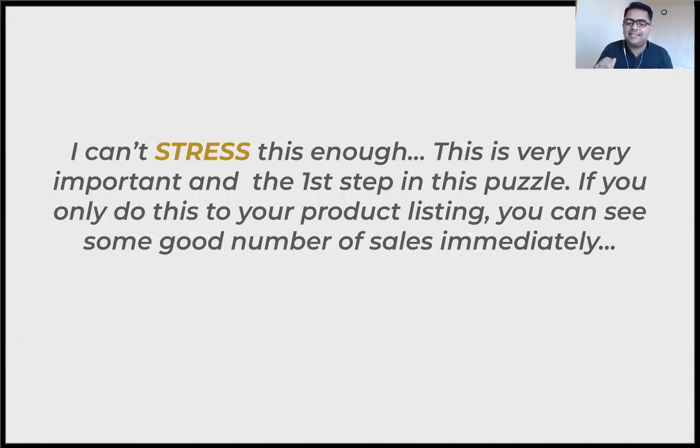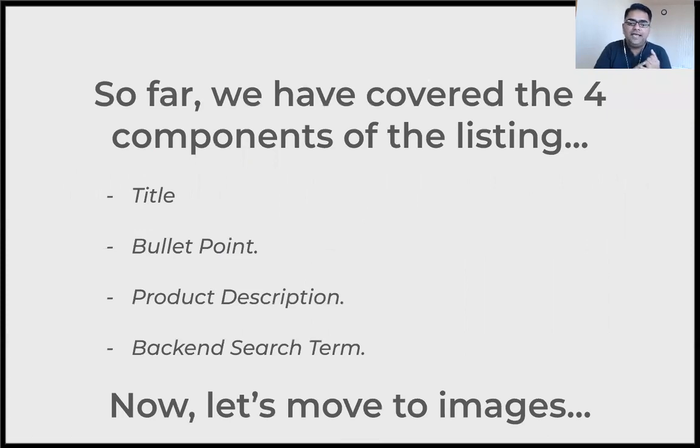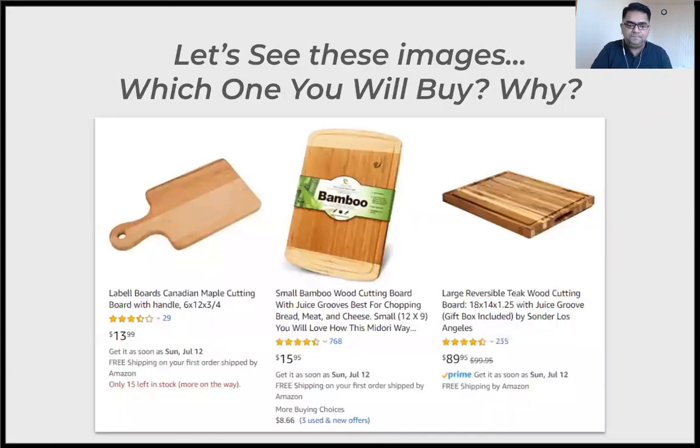I cannot stress this enough. This is very, very important and the first step in this puzzle. If you only do this to your product listing, you can see a good number of sales immediately. So far, we have covered the 4 components of the product listing: your title, your bullet, your product description, and the backend search term. Now come the images.